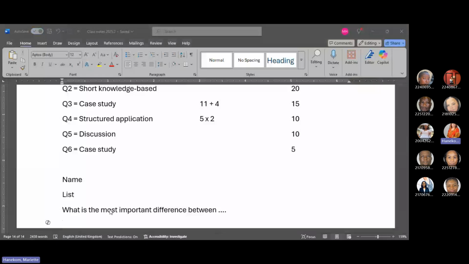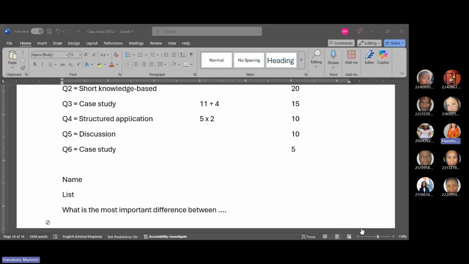What's the most important difference between purchase and sale and lease? Come, somebody answer me. Yes, ma'am? What is the question again? What is the most important difference between purchase and sale and lease?